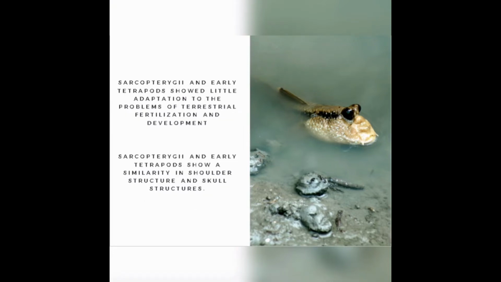Sarcopterygii and early tetrapods showed little adaptation to the problems of terrestrial fertilization and development. The problem was avoided entirely by returning to an aquatic habitat for fertilization and development. Sarcopterygii and early tetrapods show a similarity in shoulder structure and skull structures. In early tetrapods, the general anatomy included a limited number of digits, fingers and toes, with five becoming the standard for most extant species except most modern amphibians and birds.